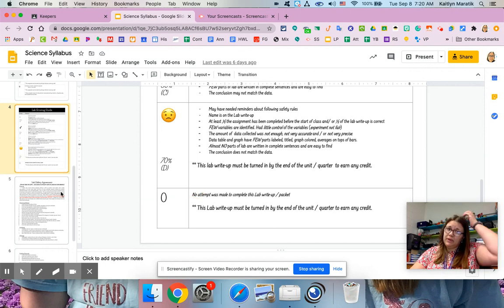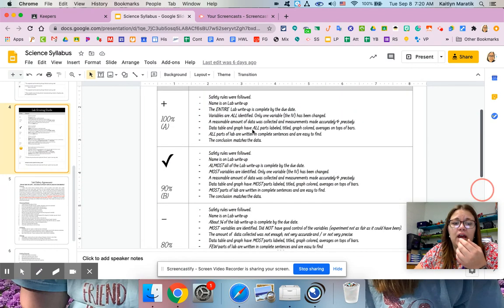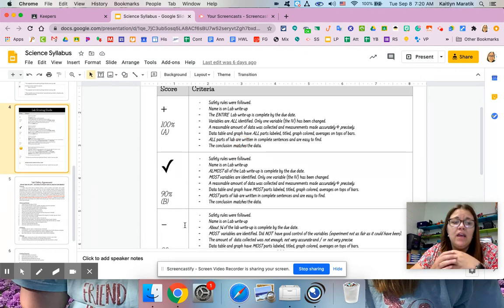So that's the really important part. When you're in my classes, I use this plus, check, minus, sad face, and 0. And that's what those grades correspond with, the 100, 90, and 80%. In science and in history, we're going to be using points rather than percentages. So most of our science assignments are going to be out of 5 points, and then tests are going to be out of more.